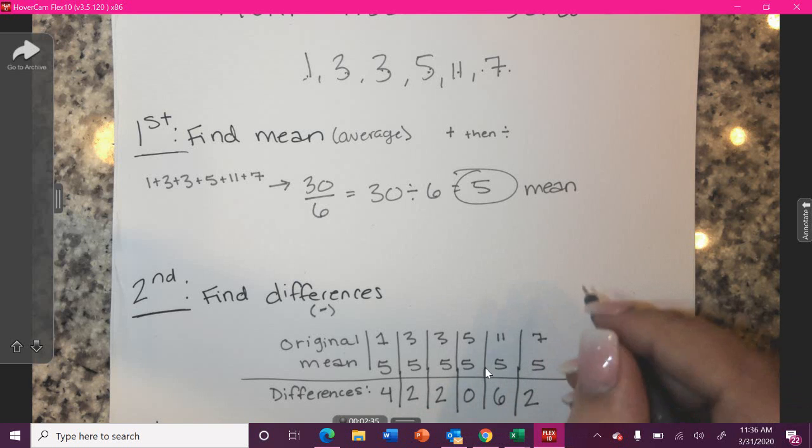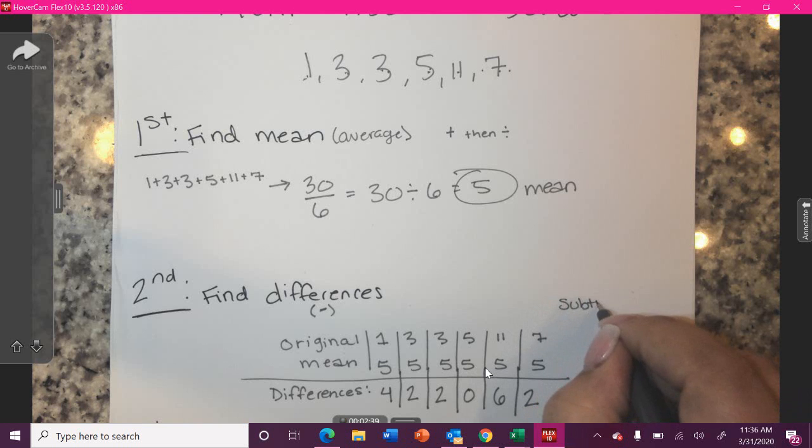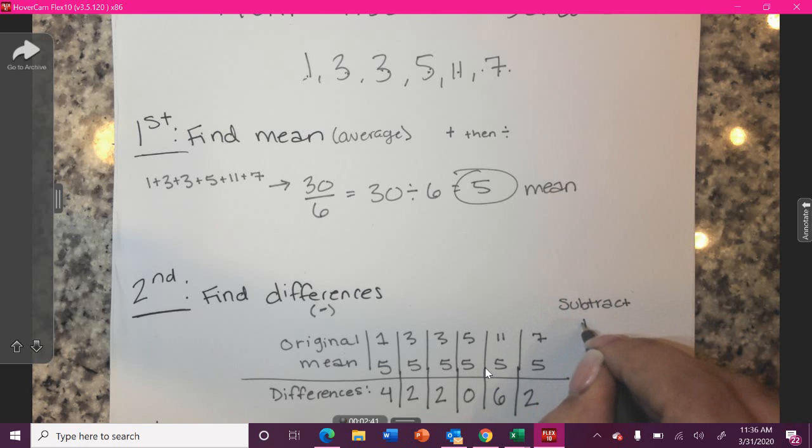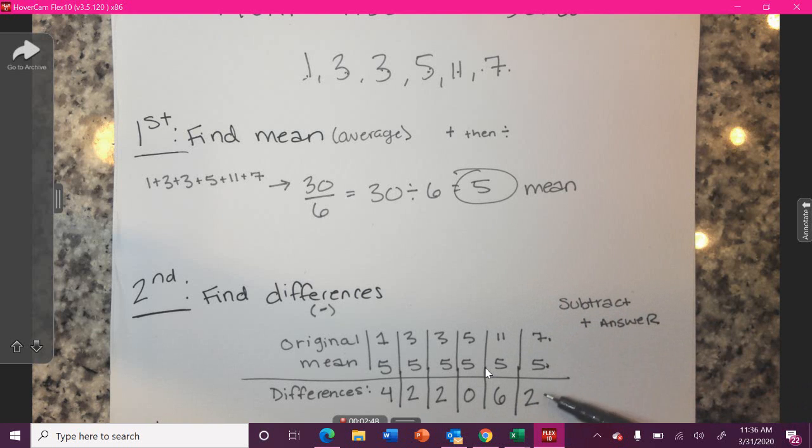If you're not sure how I'm getting this, difference means subtract. But you want to subtract in a way that you get a positive answer. So here we looked at 7 minus 5 and got a positive 2. But our first subtraction problem, we didn't look at 1 minus 5 to get positive 4. We did 5 minus 1 to get positive 4. To find a difference, you want to subtract in a way that you get a positive answer.